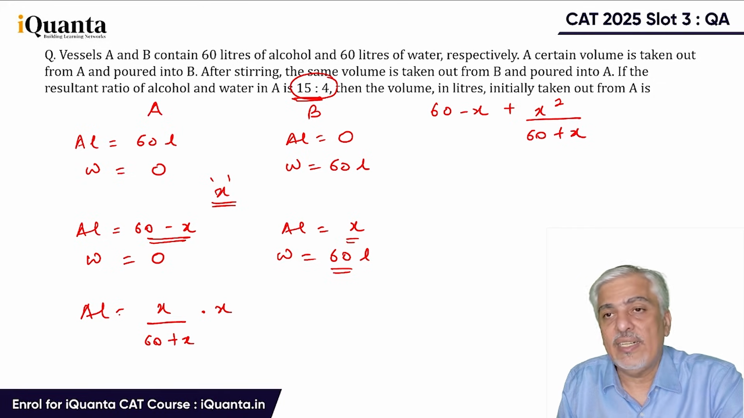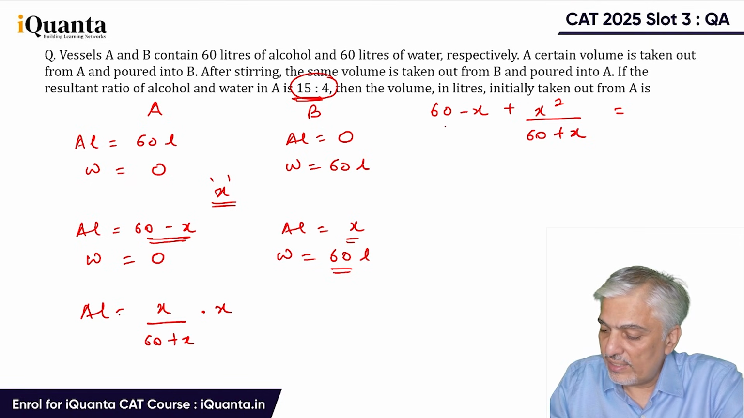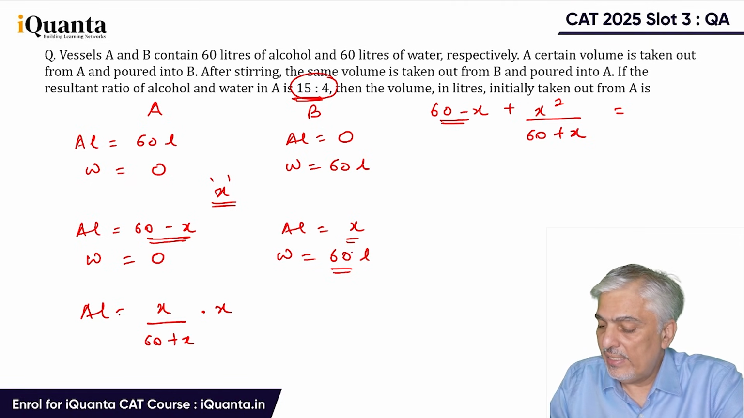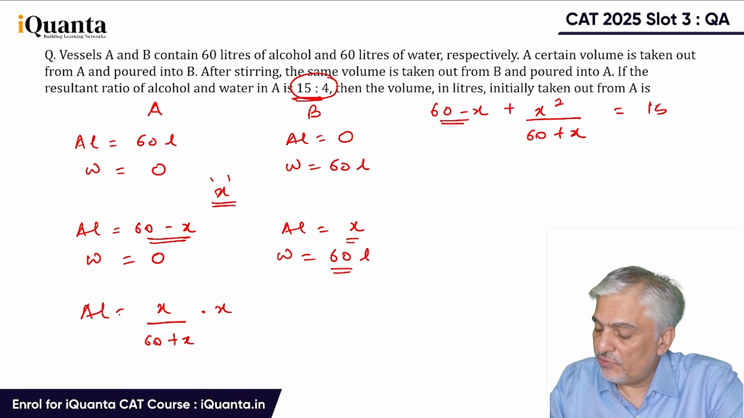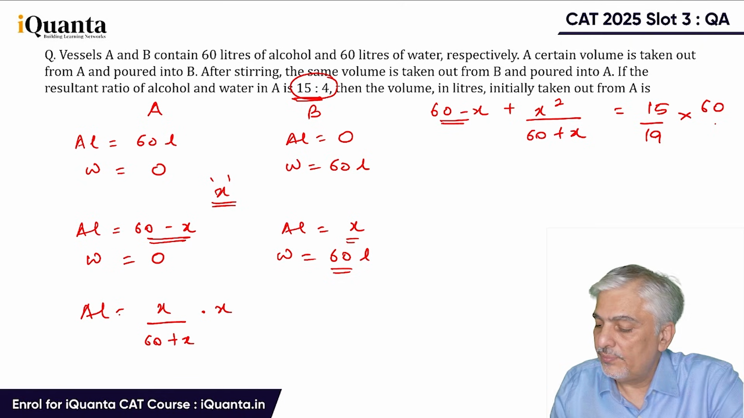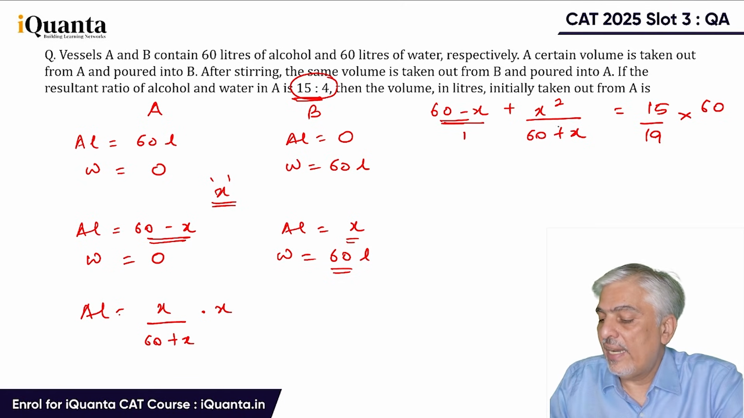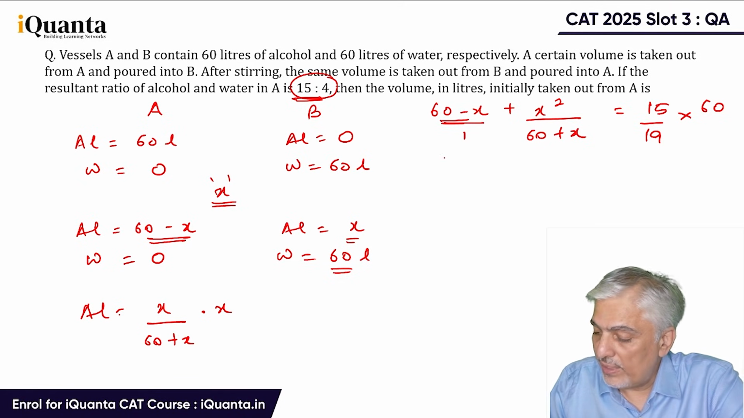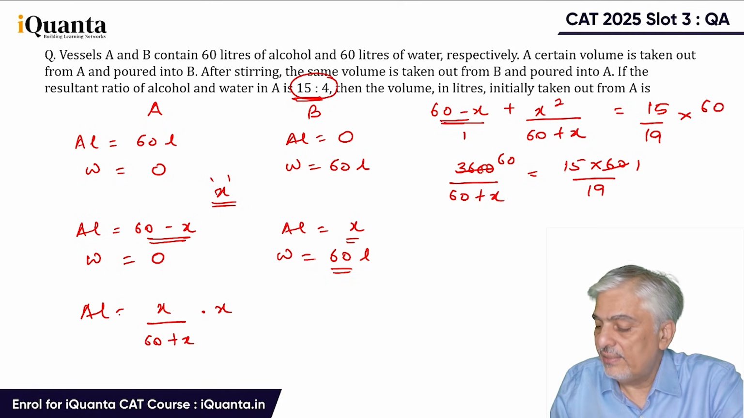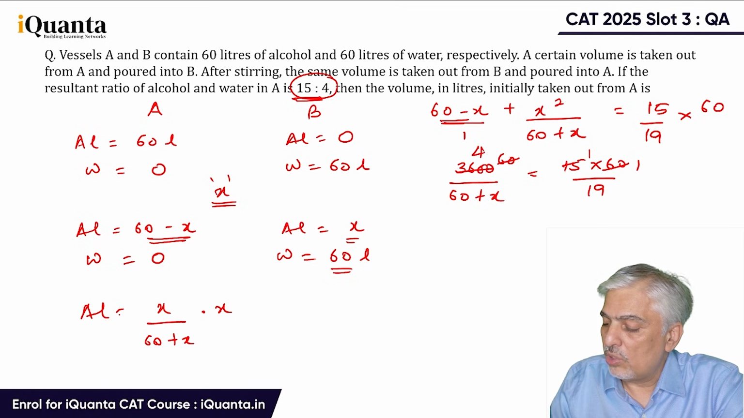Maybe we might not get a quadratic. I'll just go through this again. 60 minus x is the amount of alcohol which is already there. Alcohol is x upon 60 plus x of x, right? Looks right, is equal to 15 upon 19 of 60. Now, if I take the LCM over here, what will I get? I will get 3600 minus x square plus x square, which will cut, upon 60 plus x is equal to 15 into 60 upon 19. 60 and 60 are cut, 15 ones are 15, fours are cut. So I'm going to be left with more or less the same thing.